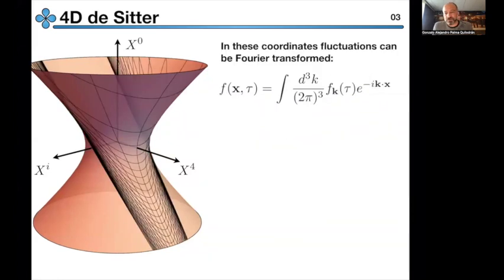In addition, if you have a fluctuation f, then it is useful to consider the Fourier transform of these fluctuations, which is going to be given by that expression over there. And that implies that in cosmological coordinates, the wavelength of fluctuations is going to be stretched as time passes, simply because they are proportional to the scale factor as it is shown there.